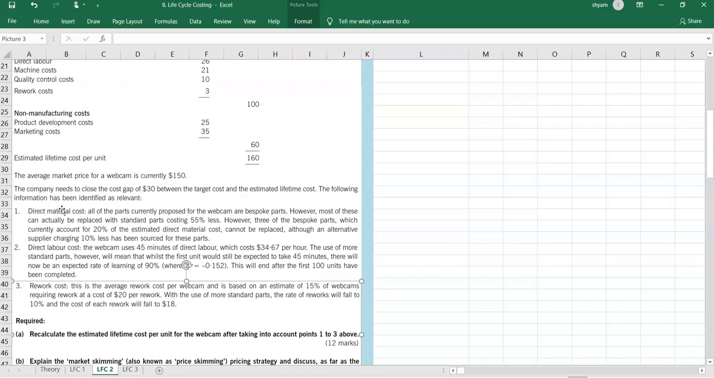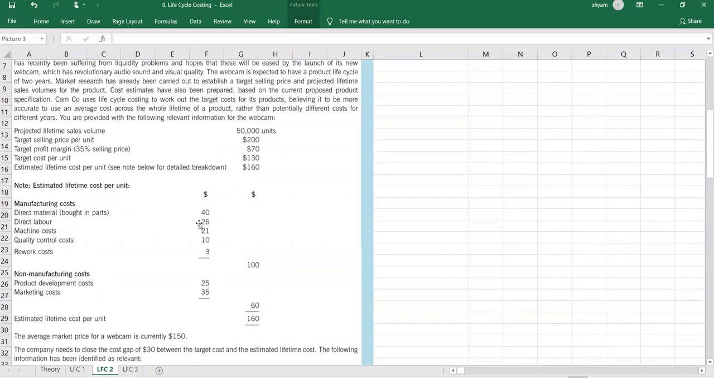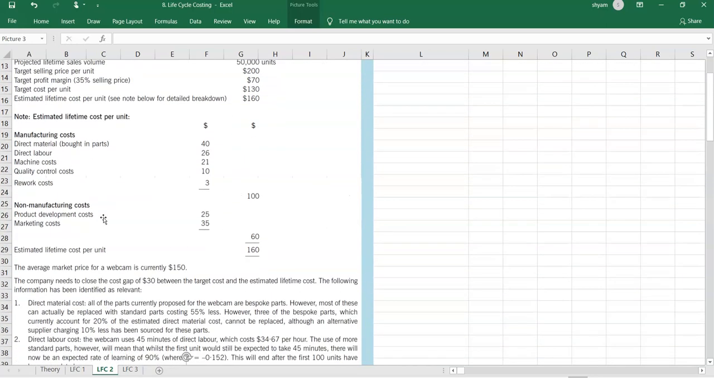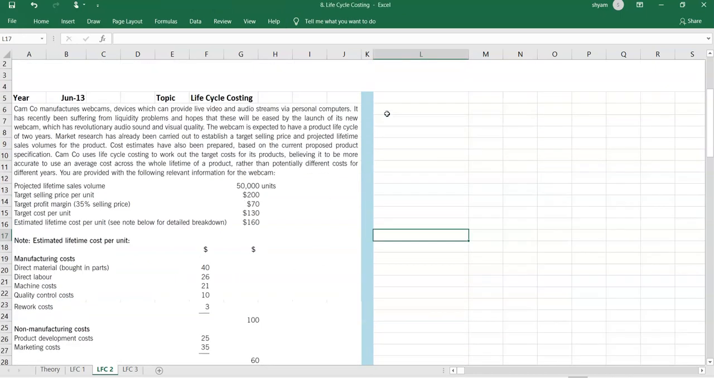The following information has been identified as relevant. So number one, direct material cost. All of the parts currently proposed for the webcam are bespoke parts. However, most of these can actually be replaced with standard parts costing 55% less. So whatever cost they have given, we can produce it at 55% less. So first we'll work that out. I think we have to rework. So that is the concept here. So let's rework.